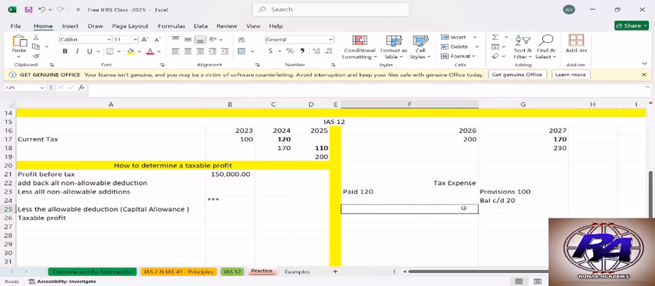So at the end of the period, let's find the total. The total here will be 120. This will also be 120. So this will be the final thing. Then our balance brought forward will come to the debit side.